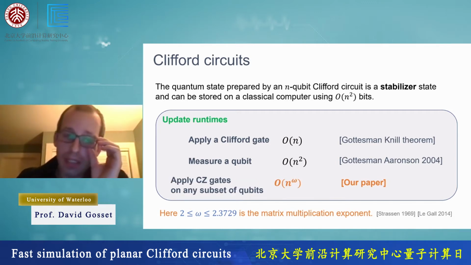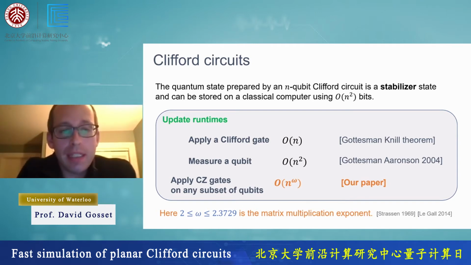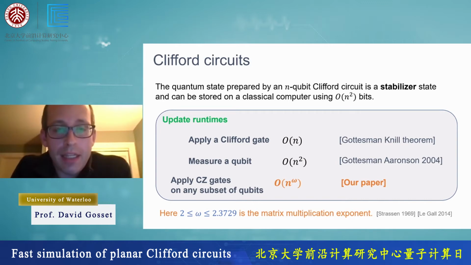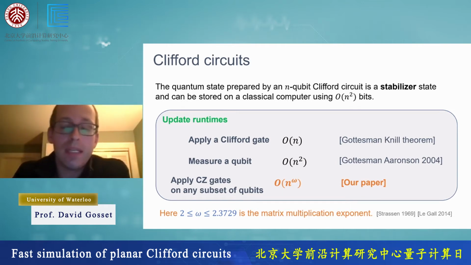Another thing you can do is, if you want to apply any number of controlled Z gates on any subset of qubits, you can do that in time n to the omega as well. And the only thing you need to remember about updating stabilizer states for the purposes of this talk is that anything that I'm going to do on an n qubit stabilizer state can be done in time n to the omega. So measure all the qubits, apply controlled Z gates on any subset of qubits. Anything like that takes time at most n to the omega, and that's going to be something that I'll refer to later on. Okay.